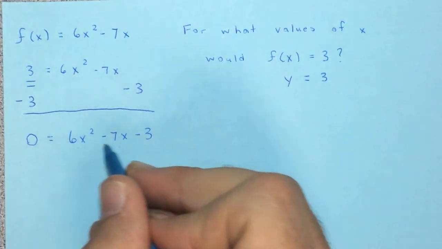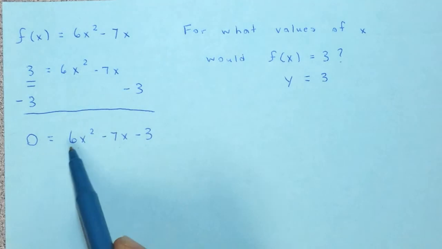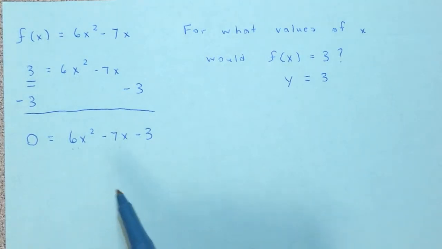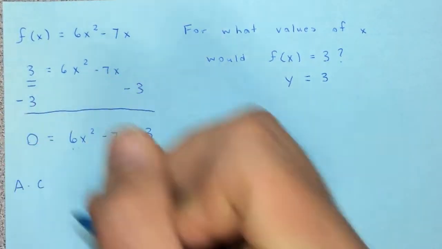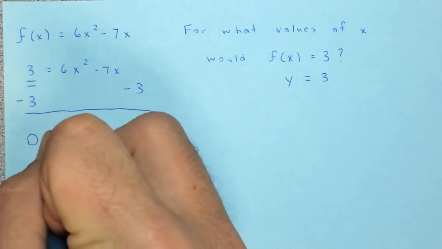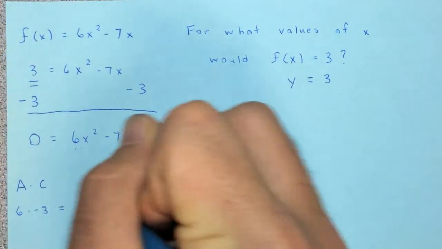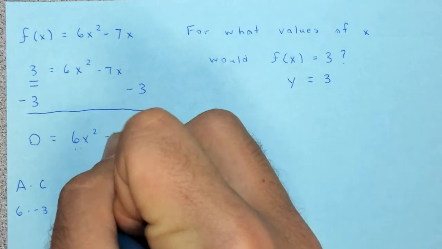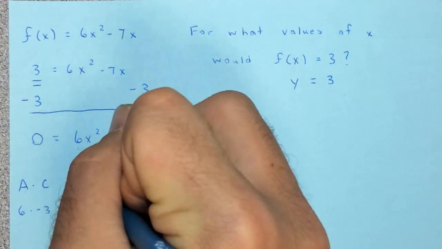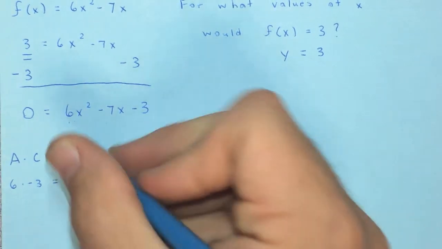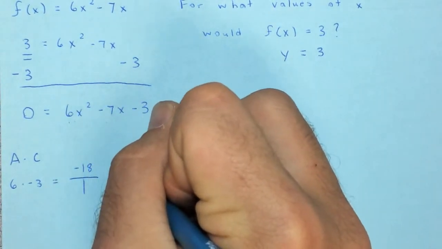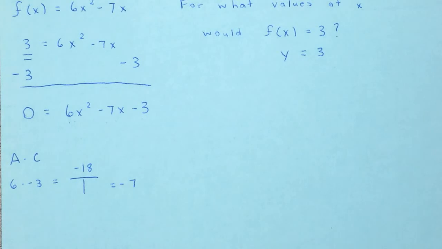Is there any GCF that I can factor out? Well, 6, 7, and 3, the biggest number that divides into all three of those? No, there's nothing there. So I just go on with my factoring steps. A times C, 6 times negative 3. Wow, that rhymed. Just call me Migos, dog. Negative 18. Now I have to think of the factors of negative 18 that add to equal negative 7.